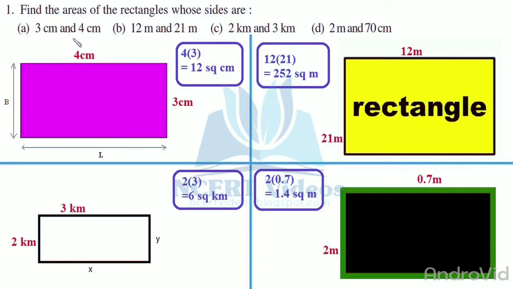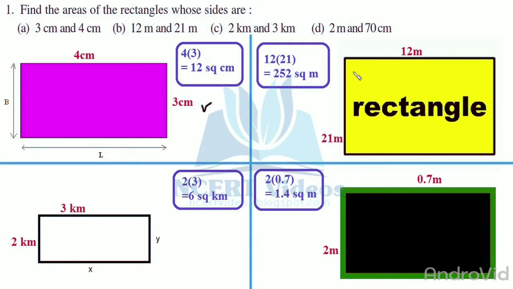So first part is 3 cm and 4 cm. 3 cm is your breadth and 4 cm is your length. We can take it either way, so we will multiply it. 4 into 3 is 12 square centimeter is your area, because area is length into breadth.